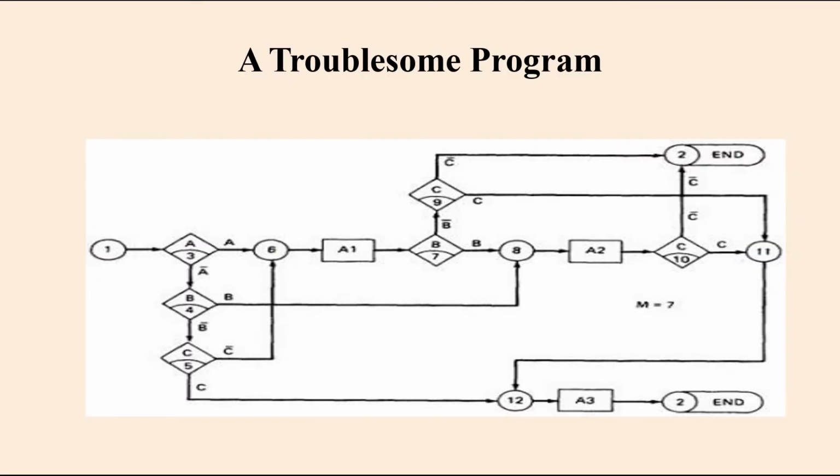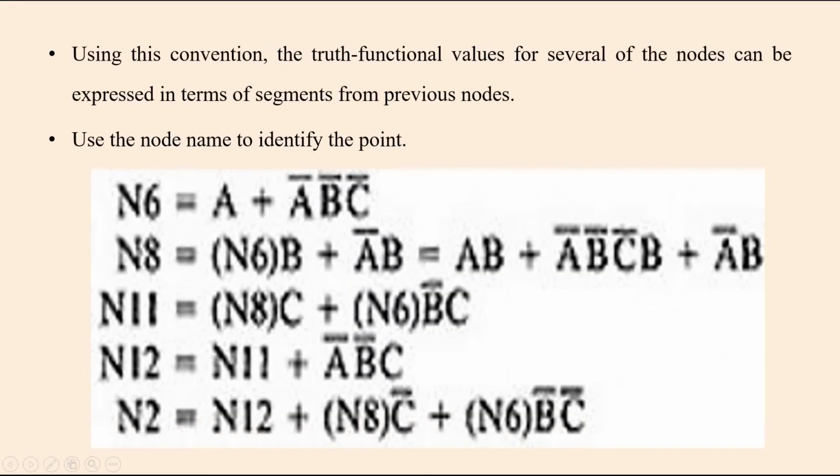Let us see, this is a big troublesome program. The program starts at the root, node 1. The start node is node 1, and node 2 is the end node. In between we have node 8, node 6, node 12 and node 11. There are action 1, action 2, action 3 as the three actions, and A, B, C are the conditions we have. So using this convention, the truth functional values for several nodes can be expressed in terms of the segments from the previous nodes.